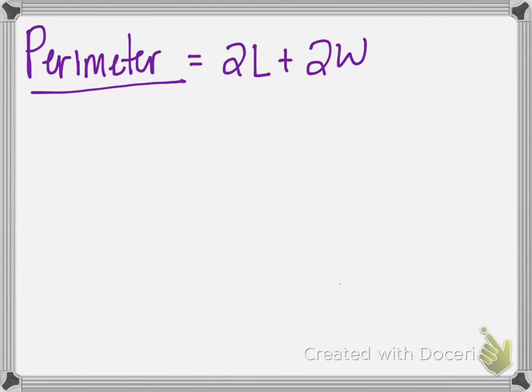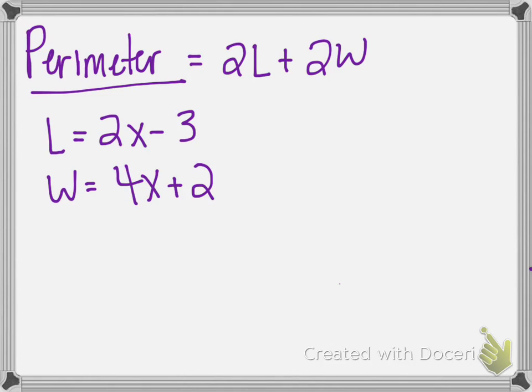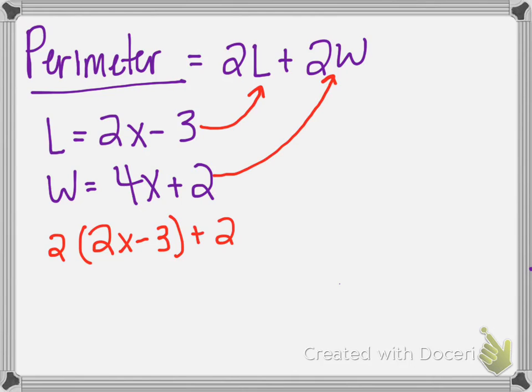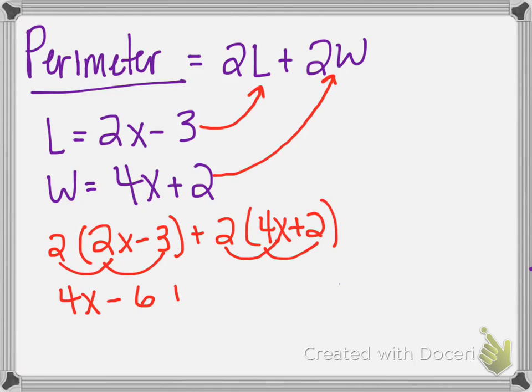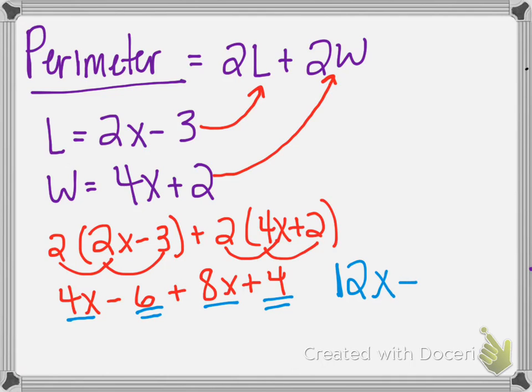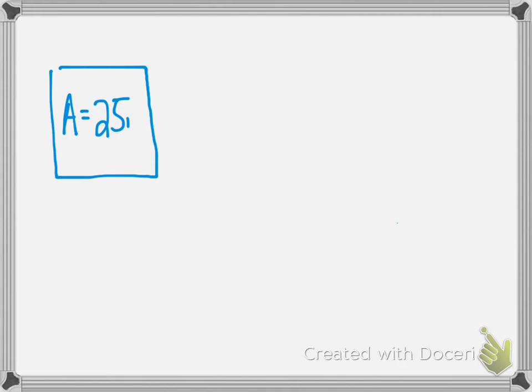Our perimeter, the formula for perimeter of a rectangle is 2l plus 2w. You could also draw yourself a picture, knowing that in a rectangle opposite sides are congruent. So we know our length and our width from the problem, 2x minus 3 and 4x plus 2. So we can just plug those into our equation. And from here, all you would need to do is distribute the 2. So you get 4x minus 6, distribute the 2 again, get 8x plus 4, and then combine your like terms, 4x plus 8x and negative 6 plus 4, and we will get a final answer.